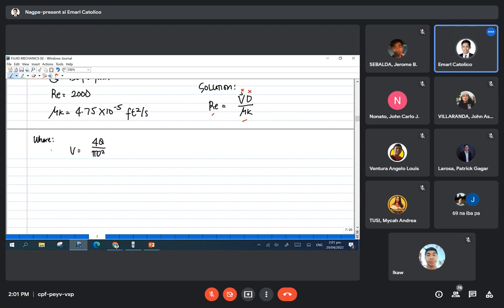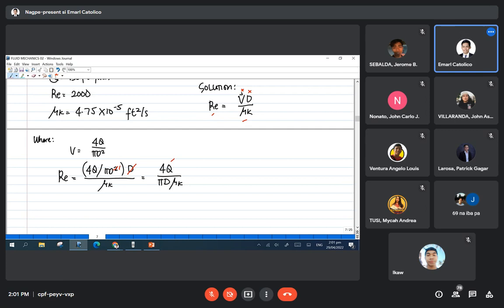Reynolds number is equal to velocity, 4Q over pi D squared, times diameter, divided by kinematic viscosity. So cancel natin yung diameter, isa na lang to. So ang ating magiging working formula ay 4Q over pi times diameter times kinematic viscosity. Then check natin kung kaya mo siyang isolve.